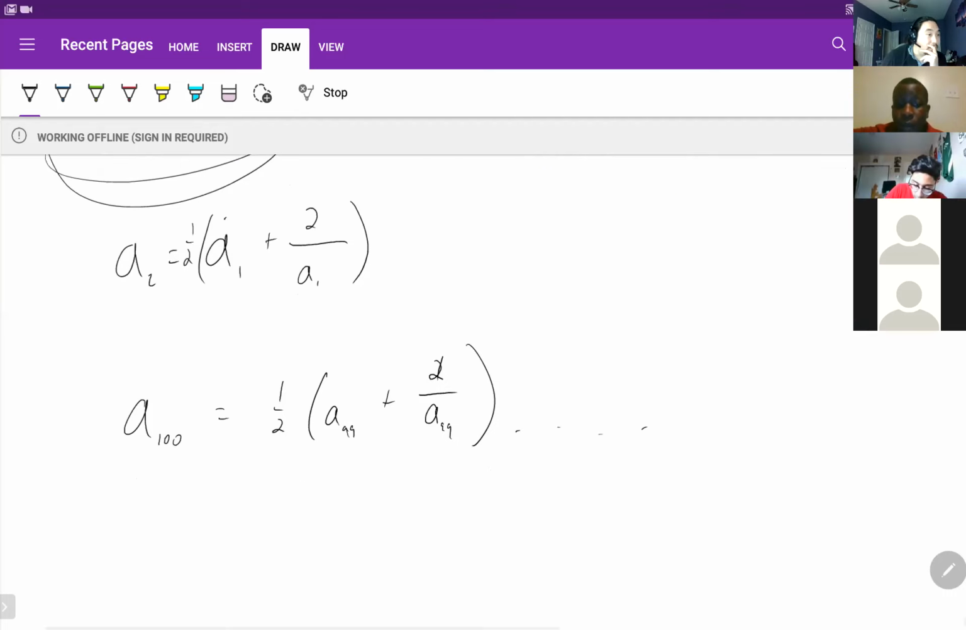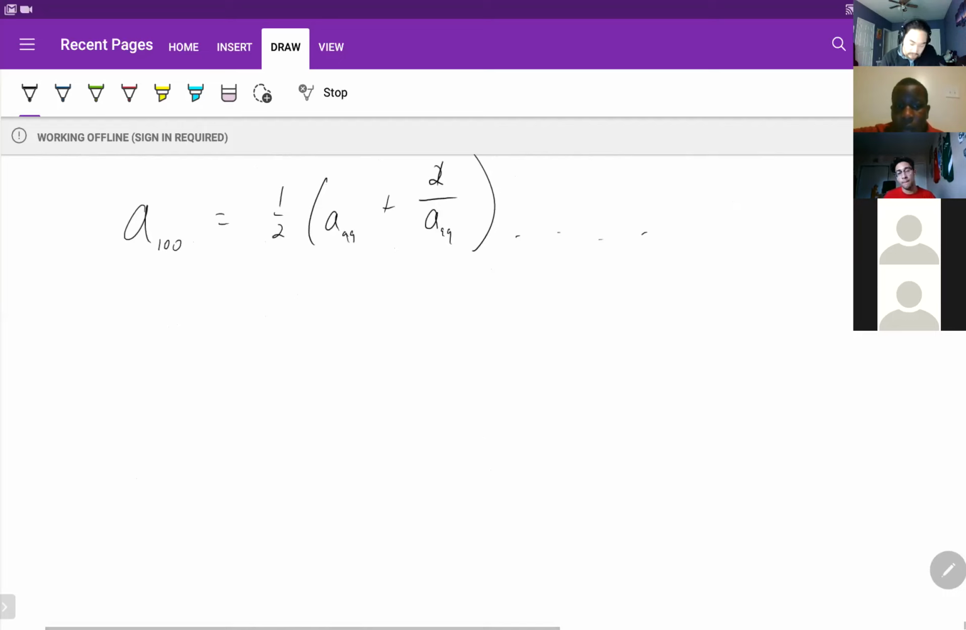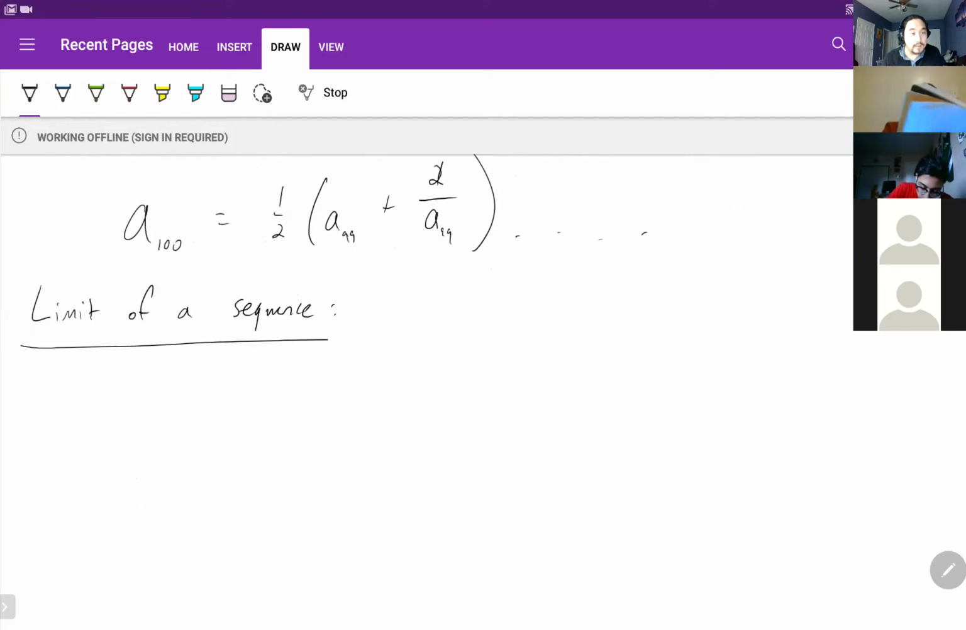All right, so let's move on to some calc related stuff, right? Because we now have an idea of what a sequence is. Let's start applying some calc to it, yeah? The next part of this section talks about taking limits of a sequence, all right?